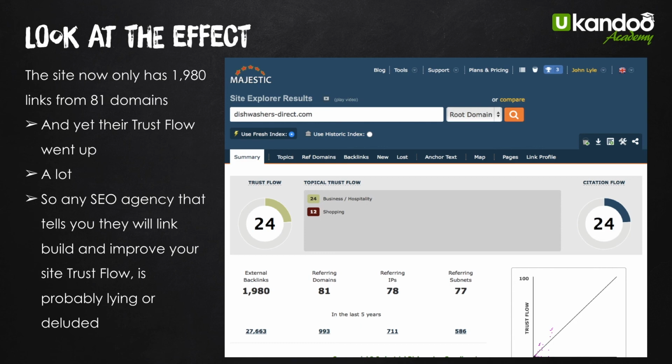So any SEO agency that tells you they'll link build and improve your site trust flow, which is a really important score, is probably lying or completely deluded. So be very careful about link building, but we will go on to that in a bit more detail in one of the later lessons.